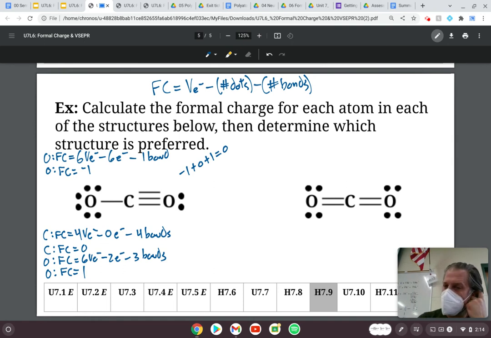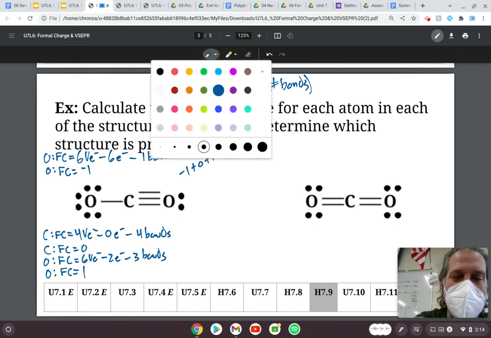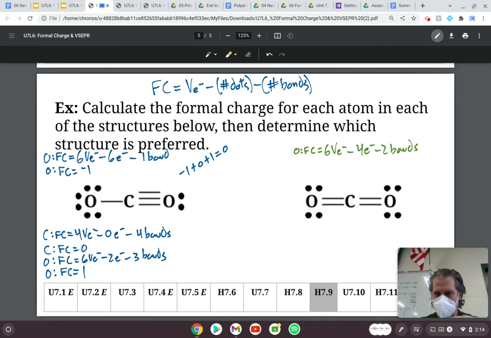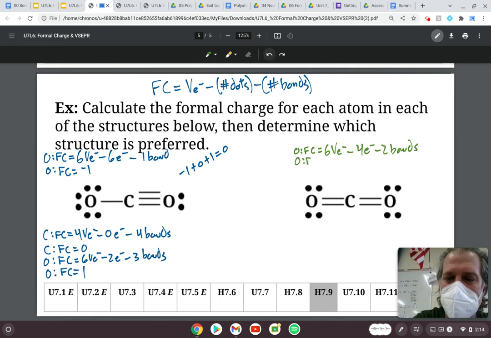We're going to do the same situation on the right-hand side. So here I'm going to take oxygen's formal charge going from left to right. Oxygen has 6 valence electrons minus the dots, which is 4 electrons, minus the bonds, which is 2 bonds. 6 minus 4 is 2. Minus 2 is 0. So oxygen's formal charge is 0.